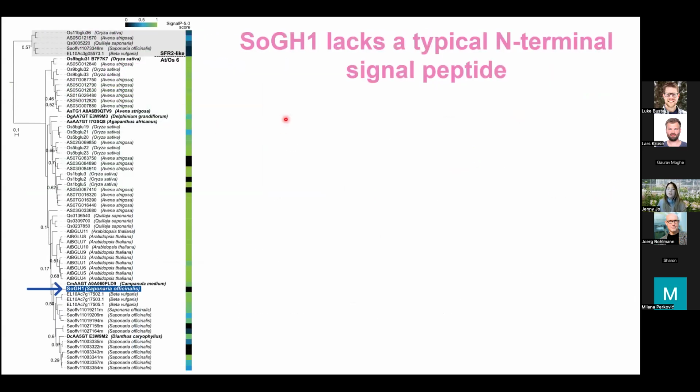So glycosyl hydrolase TGs normally have an N-terminal signal peptide. So we performed SignalP analysis on characterized GH1 TGs, which are shown in bold here, and some predicted ones in soapwort, including our GH1, and other plant species. And SignalP basically just detects the presence or absence of a signal peptide on an amino acid sequence. So in this heat map, the greener it is, the more likely it is to have a signal peptide. For example, GH1 TG from Avena, from oat, we know that it is in the vacuole, and you can see that it's quite green. But if you take a look at soapwort, it's quite black.